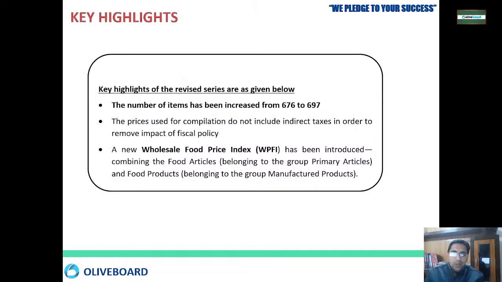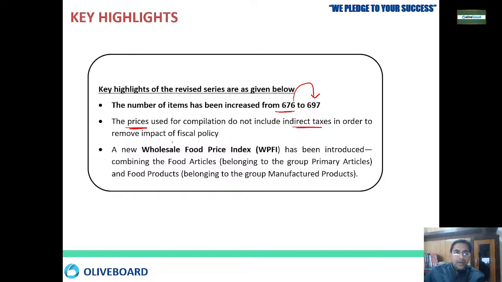Now, earlier there were 676 articles. Now they have been changed to 697. This price composition never includes the indirect taxes. So only the whole prices of these goods are taken. Indirect taxes are not included.